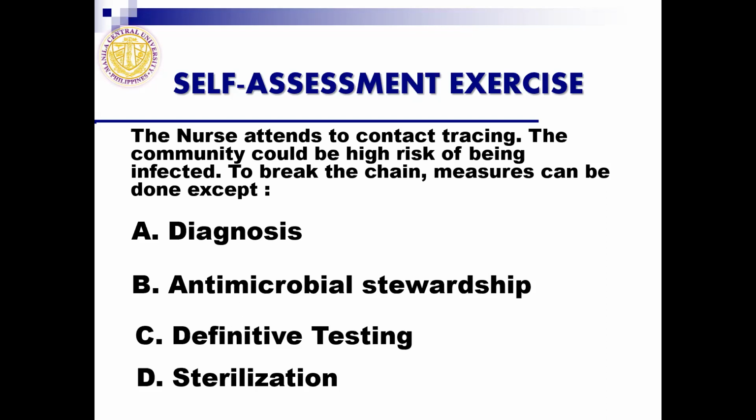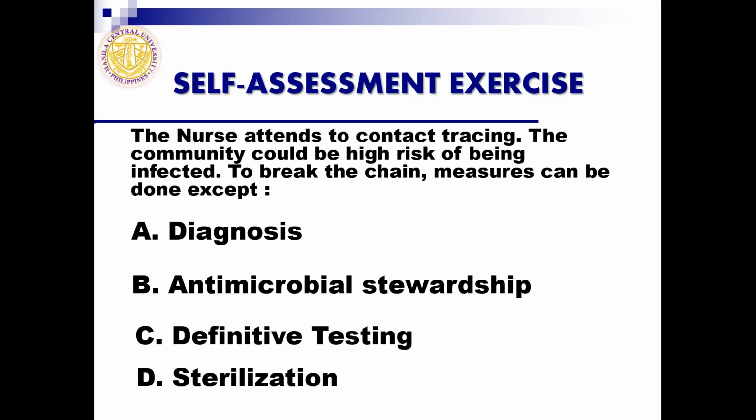The question is that the nurse attends to a contact tracing. The community could be at high risk of being infected, meaning high risk. It is not yet identified as having the infection. So we don't have the numbers, we don't have the persons who have been identified yet with the infection. So to break the chain of the spread of infection, measures can be done except. So diagnosis is definitely considered because we need to diagnose individuals in the community who may have the infection so that yung measures natin can be done.